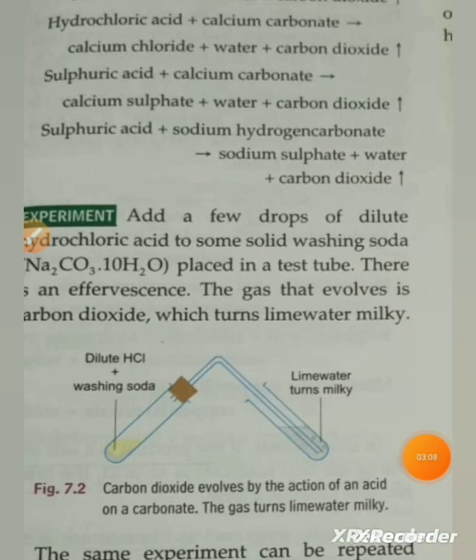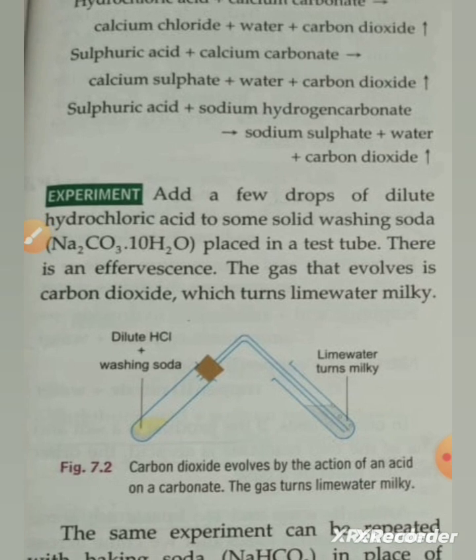So on the reaction of acids with the carbonates, they liberate carbon dioxide. See the first equation. When hydrochloric acid reacts with sodium carbonate, it forms sodium chloride, water and carbon dioxide. Second equation, hydrochloric acid reacts with calcium carbonate and forms calcium chloride, water and carbon dioxide. Similarly, in the third equation, when sulfuric acid, H2SO4, reacts with calcium carbonate, it gives out calcium sulfate, water and carbon dioxide. And in the last equation, sulfuric acid reacts with sodium hydrogen carbonate, it gives out sodium sulfate, water and carbon dioxide.